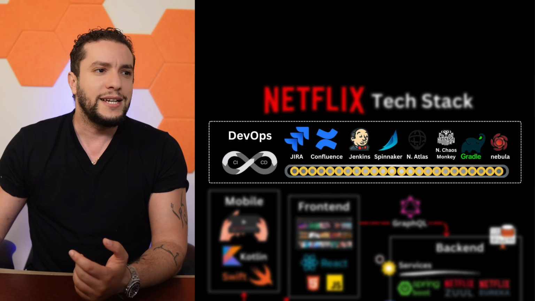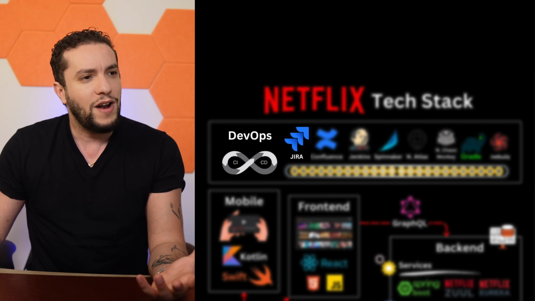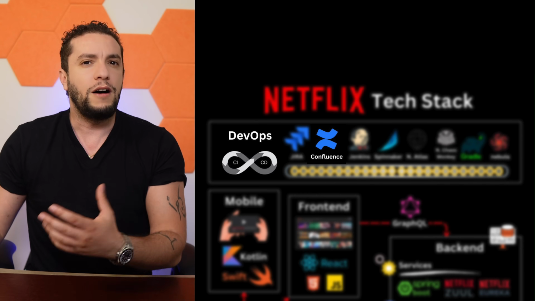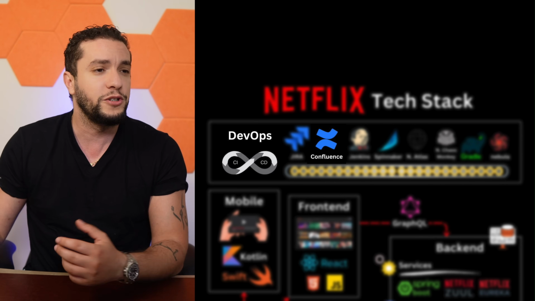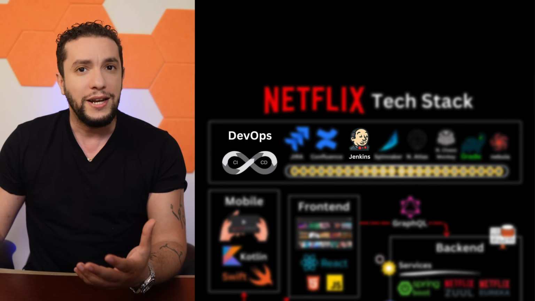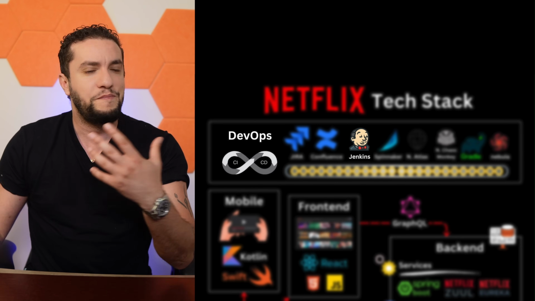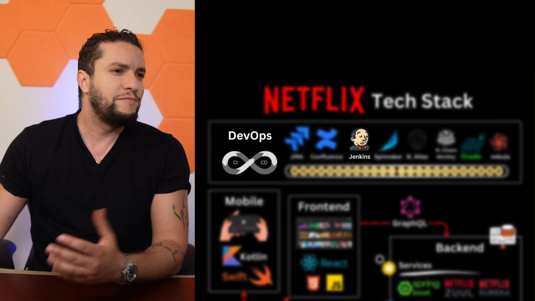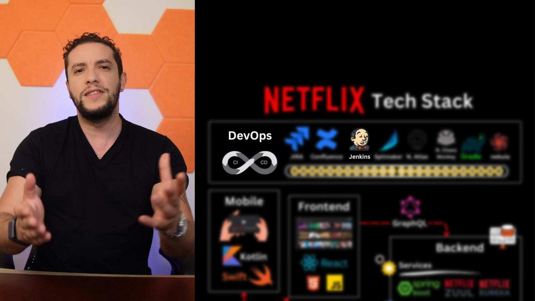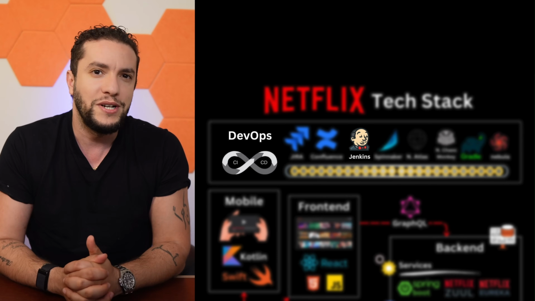So we've got the classics here, right? We've got Jira to track issues. We've got Confluence that serves as a collaborative workspace for documentation. We've got Jenkins to automate the building, testing, and deployments of code. I'm not surprised here. You find these tools in every organization nowadays.